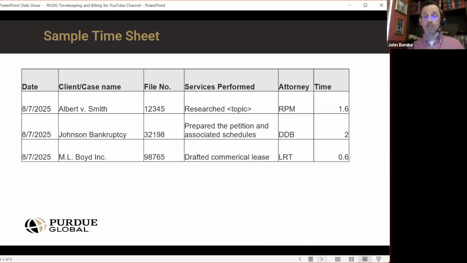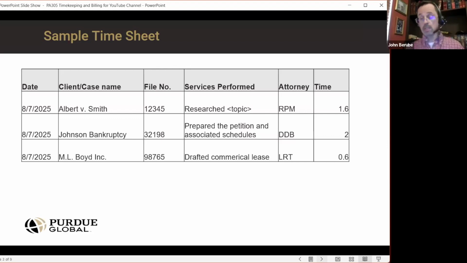So now that we have an understanding of that, we also have to realize that we have to record our time in order to make this process work. For those of you in the class who are working in the legal field or have worked in the legal field, you know what a timesheet looks like. This is just a sample to give us an idea of what we need to collect when we are working on a file, whether it's an attorney or a paralegal.